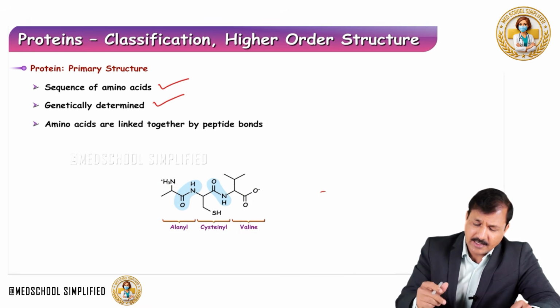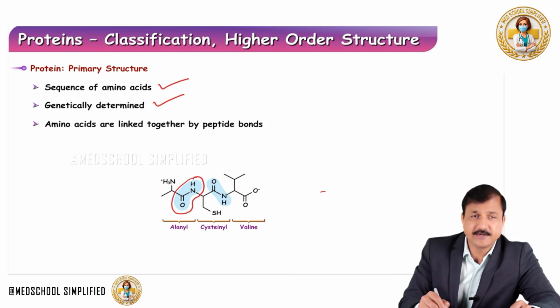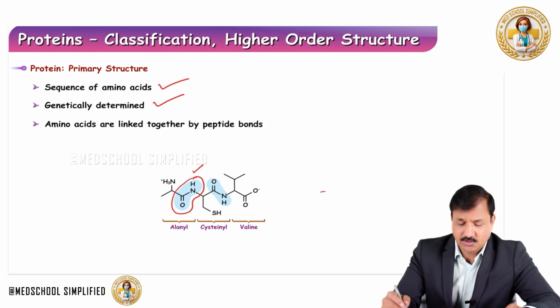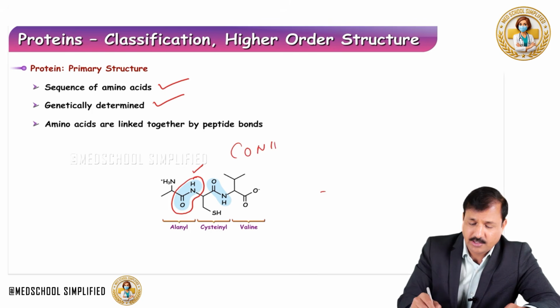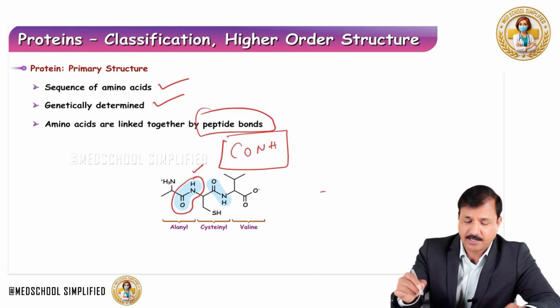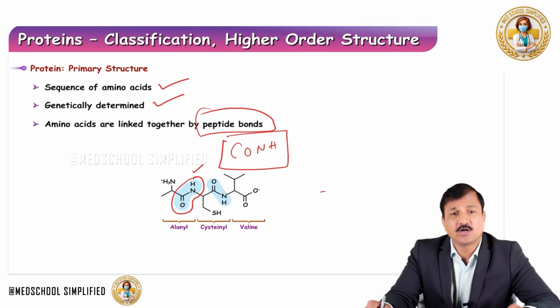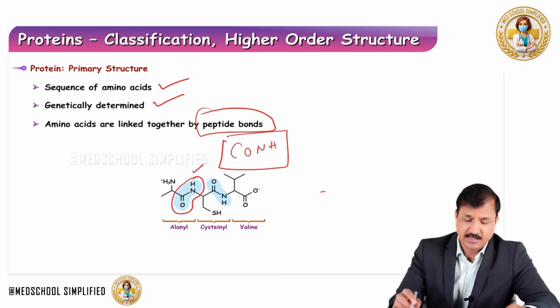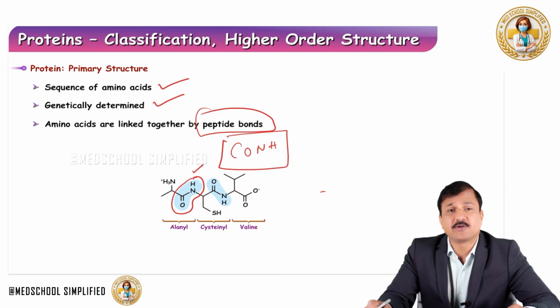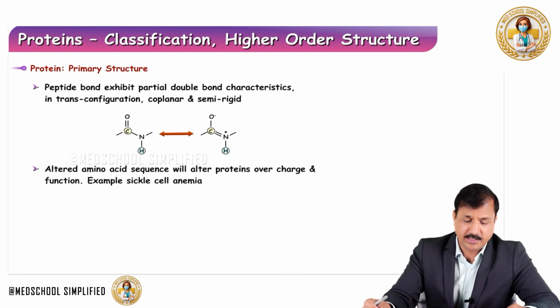Now, the alanine here is interacting with the cysteine by a peptide bond. This is the one that is shaded. As you see here, the carbonyl oxygen of the primary carboxyl group of alanine interacts with the nitrogen hydrogen of the primary amino group of cysteine. So it is a CONH bond, that is the peptide bond. Peptide bond is a strong bond, covalent in nature. Remember that. That is the bond responsible for the primary structure of a protein molecule.